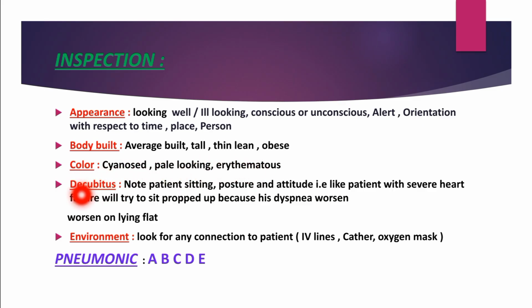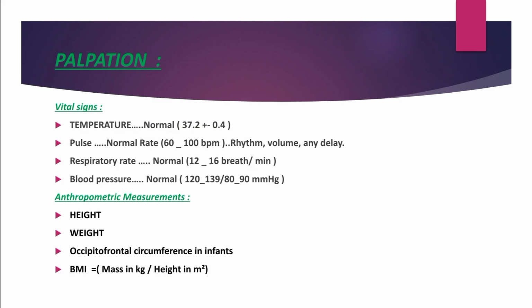The next one is the decubitus. In decubitus, note the patient's sitting, posture, and attitude. Like a patient with severe heart failure will try to sit upright because his dyspnea worsens on lying flat. And the last one is the environment. In environment, we look for any connection to the patient, like any IV line attached, catheter passed, oxygen mask attached to the patient or not. So the mnemonic for the inspection is A, B, C, D, E, in which A stands for the appearance of the patient, B for the body build, C for the color changes, D for decubitus, and E for environment.